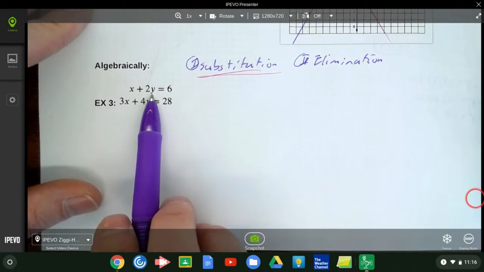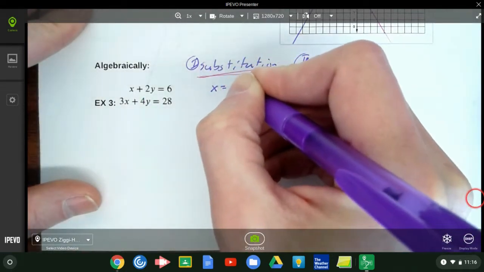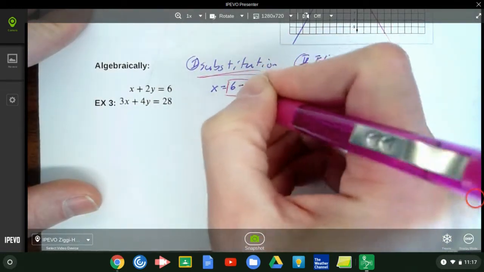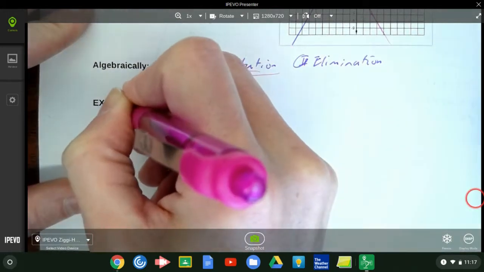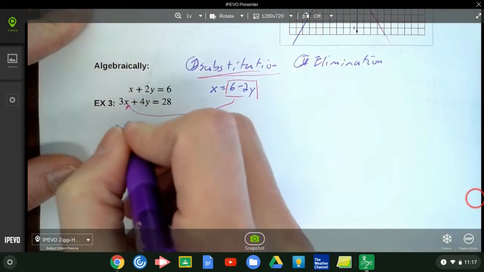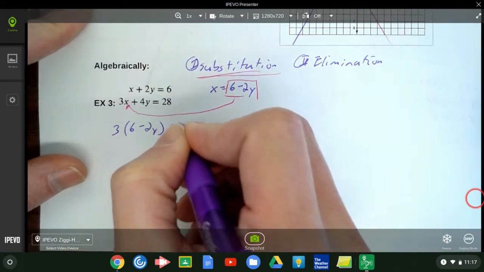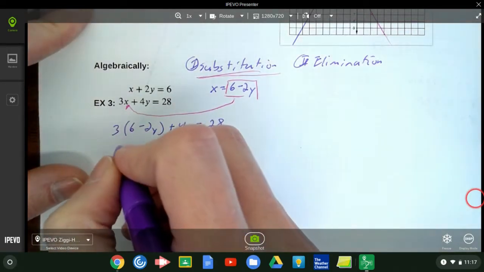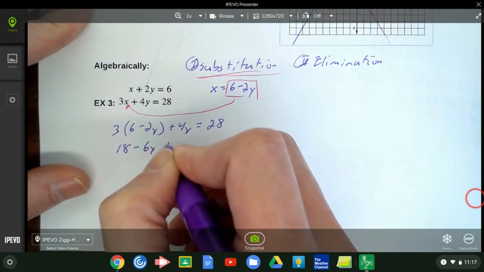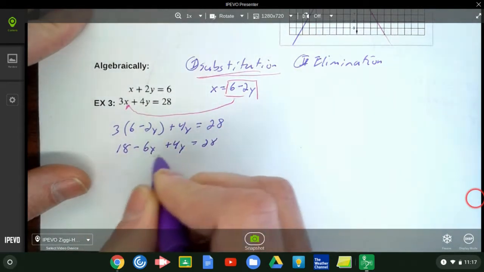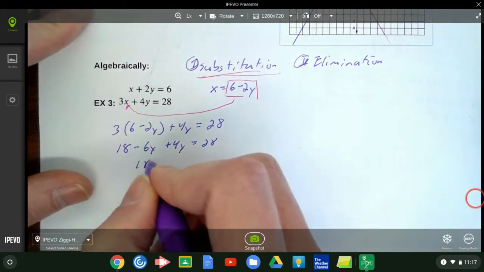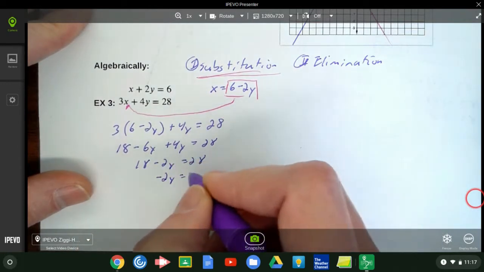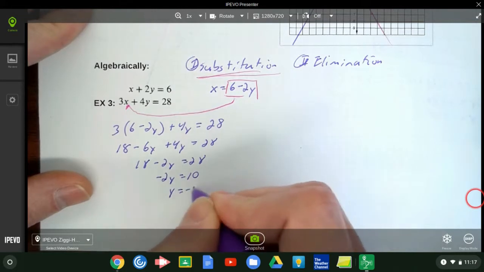Since I have an x by itself, I'm just going to move the y over. So this equals 6 minus 2y. Now I'm going to take this thing here and put it in place of x in that equation. So that means I have 3 times 6 minus 2y plus 4y equals 28. That's an equation we can solve. Distribute my 3, 18 minus 6y plus 4y equals 28. Combine my like terms, minus 2y equals 28. Subtract 18 on both sides, so that leaves me 10, so y is negative 5.